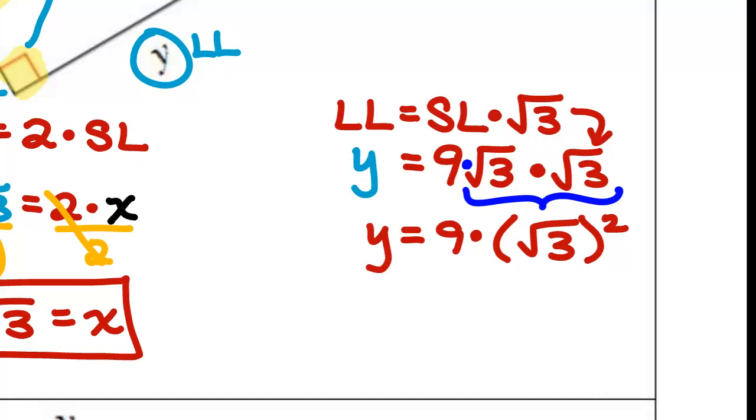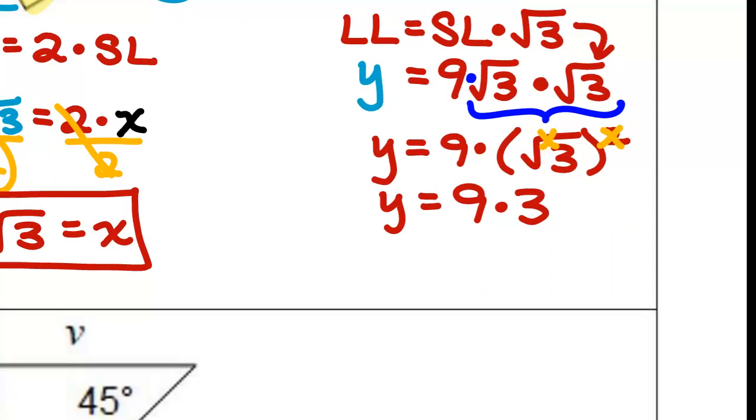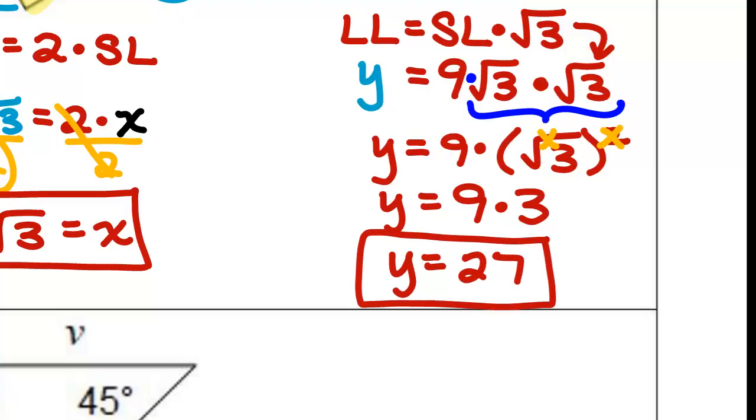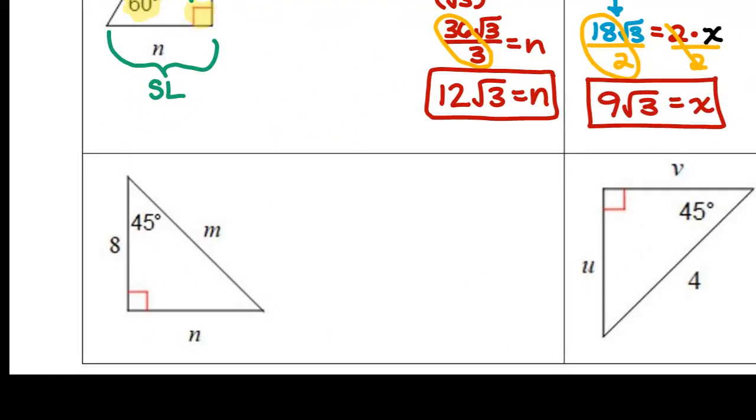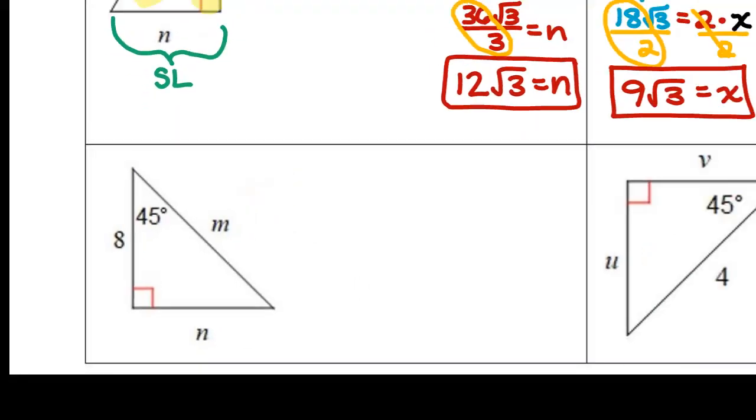What is the square root of radical 3? Just 3. The squared and the square root cancel each other out, so I'm just left with 3. So Y equals 9 times 3. What is 9 times 3? 27. So Y equals 27. So far, so good? All right, let's look down at the bottom two now.